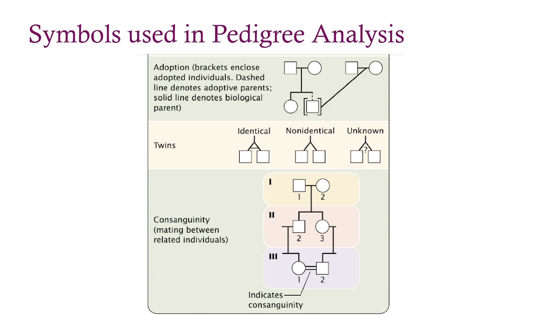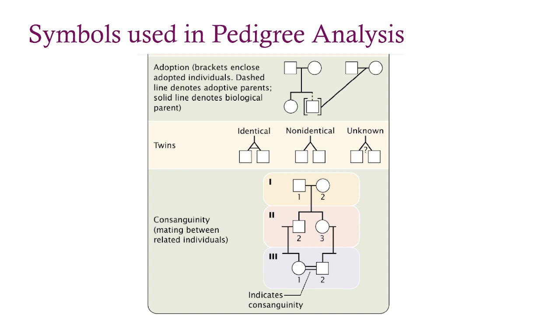In case of twins, there are two possibilities. It may be identical or non-identical. On that basis, there may be a small line between the two individuals which are identical. It may be two sons or two daughters which are identical. And if they are not identical, there may be a possibility of two sons which are not identical, two daughters which are not identical, and one daughter and one son. Obviously, they will not be identical.